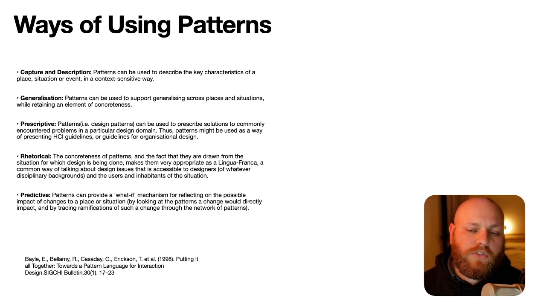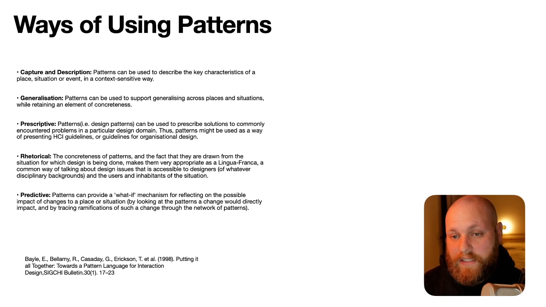So ways of describing and using patterns, I think there are broadly 5 good categories that we can use, which are all found, and I completely agree with, in this paper, Putting It All Together: Towards a Pattern Language for Interaction Design, this SIGCHI bulletin. Really from 1998, I love finding something from the 90s that I'm still like, yep, that's on point. Capture and description. Patterns can be used to describe key characteristics in a context-sensitive way, and we'll talk a little bit about context in a second.